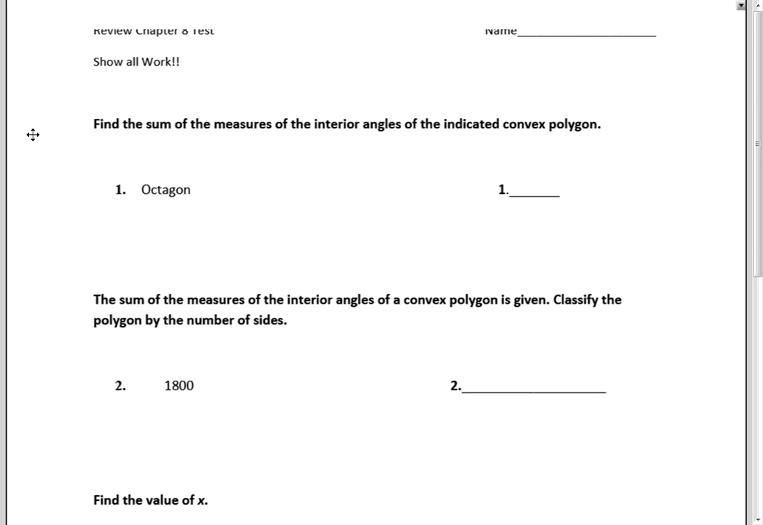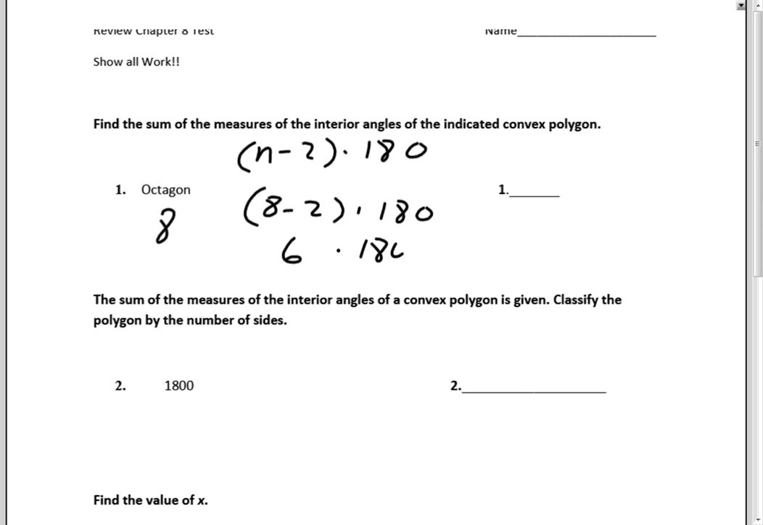First page is just like your quiz, basically. You should be doing n minus 2 times 180. Octagon is 8. Make sure you're looking at details like putting a degree onto the sum of the measures in the interior angles.